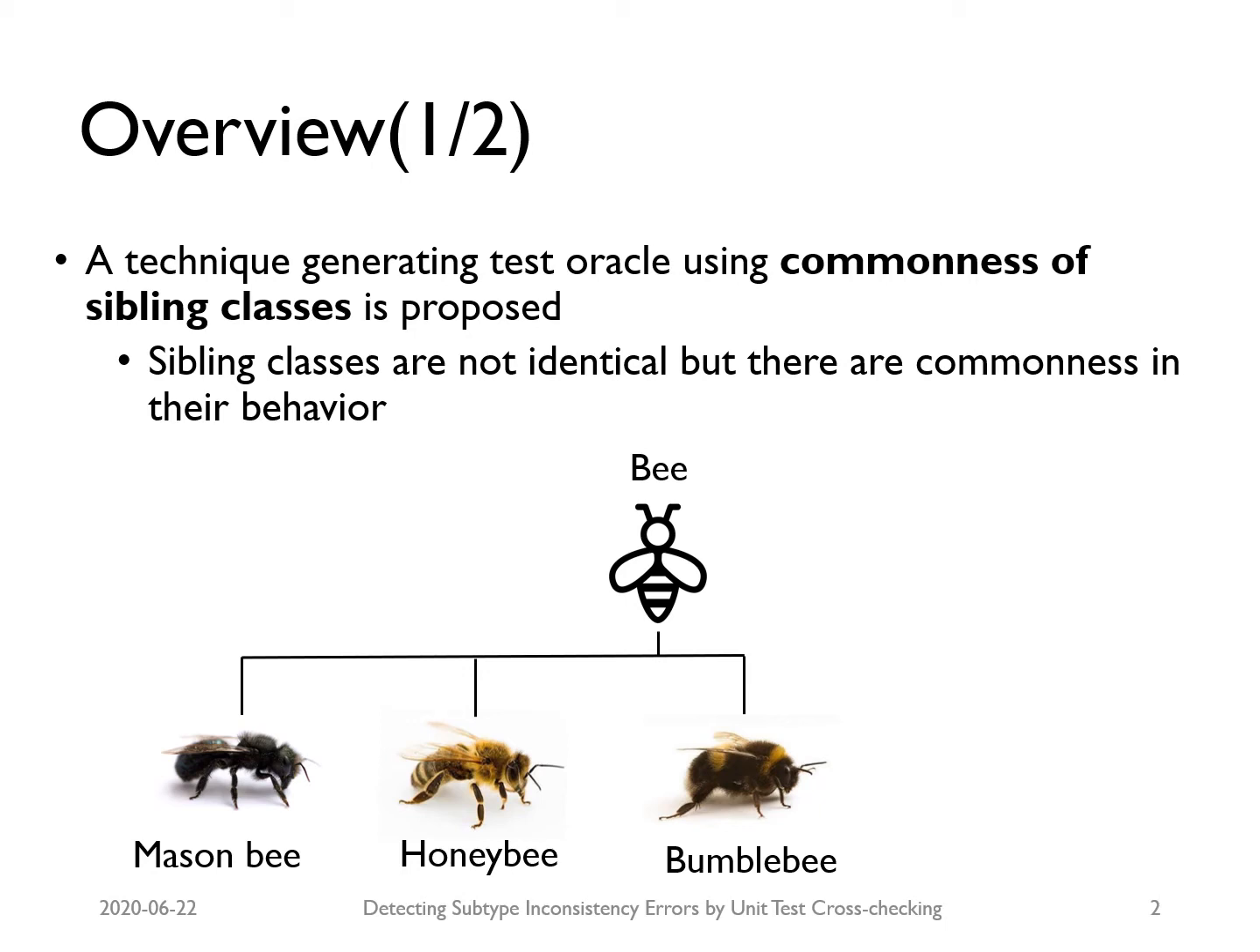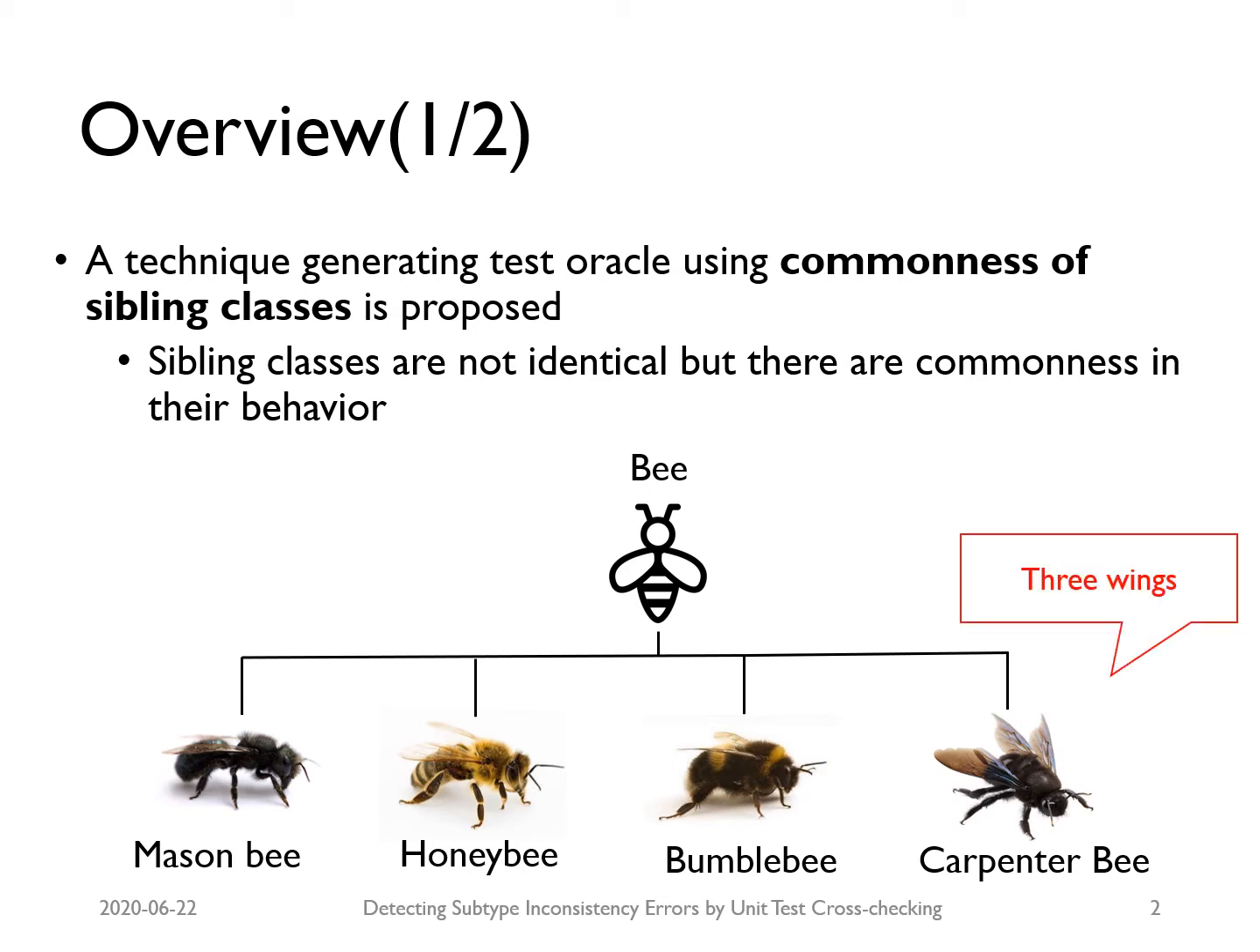So for example, under the category of bee, there are three types of bees: mason bees, honeybees, and bumblebees. We here added a new type of bee called carpenter bee. We want to see if the carpenter bee is correct for a bee. So we compare the carpenter bee with the three sibling bees. And we here notice that carpenter bee has three wings unlike the other three bees, which is wrong for a bee.